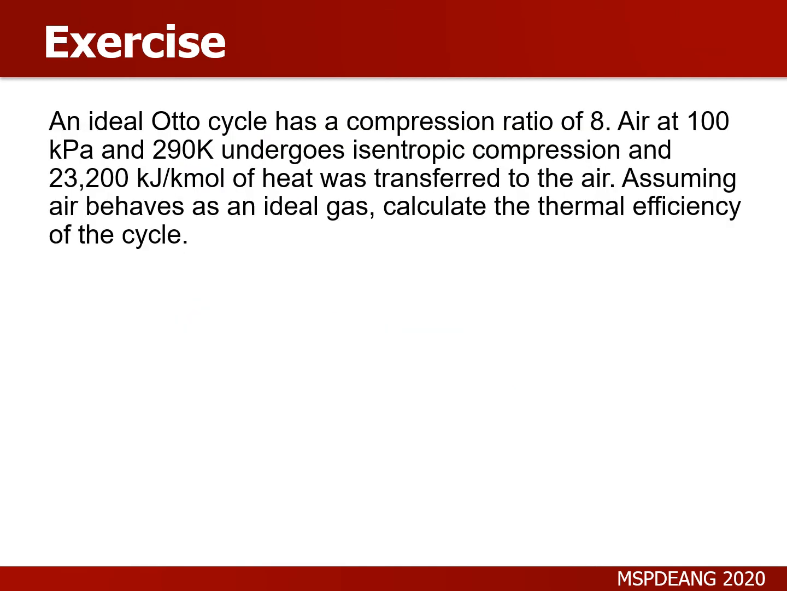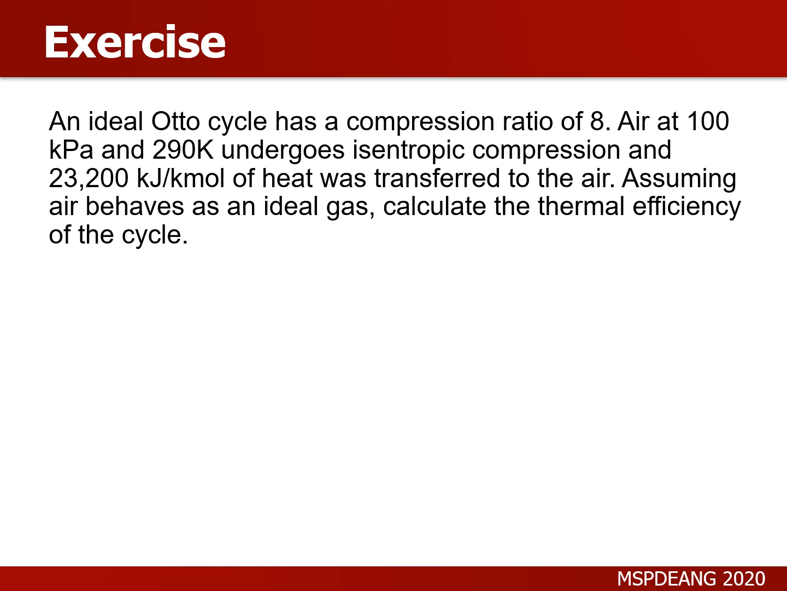Okay, so now consider this example. We have an ideal Otto cycle which has a compression ratio of 8, and we have air initially at 100 kPa and 290 Kelvin, which undergoes isentropic compression. The magnitude of heat addition to the air was 23,200 kilojoules per kilomole. Assuming air behaves as an ideal gas, calculate the thermal efficiency of our cycle.